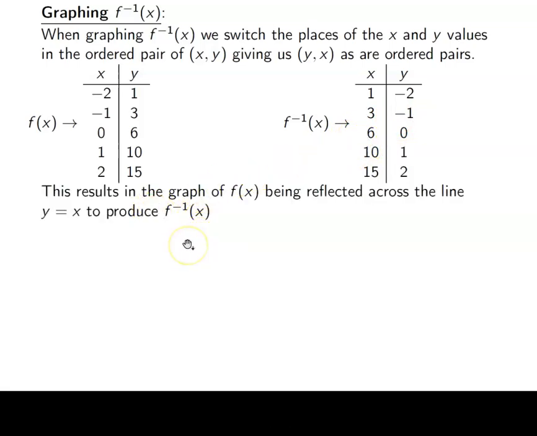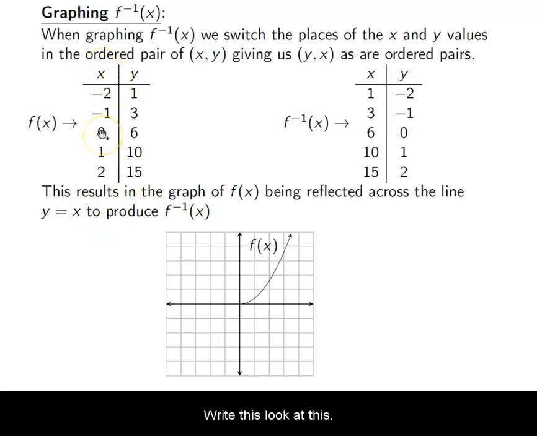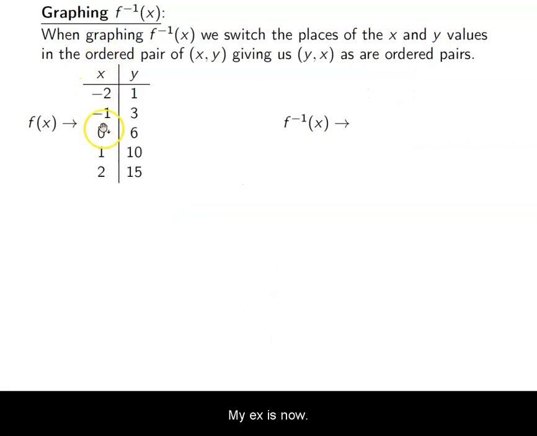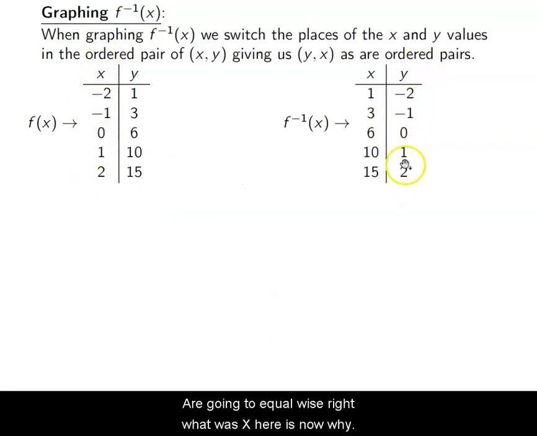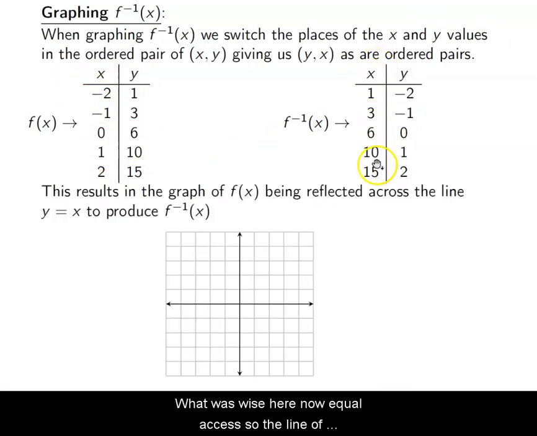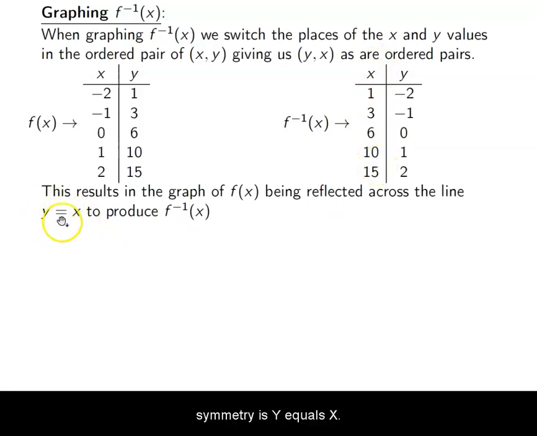Symmetry-wise, I'm really reflecting f of x over the line y equals x. Either I look at all the points and switch their order, or I swap their location, because that's what's happening. My x's now are going to equal y's. What was x here is now y, and what was y here is now x. So the line of symmetry is y equals x.